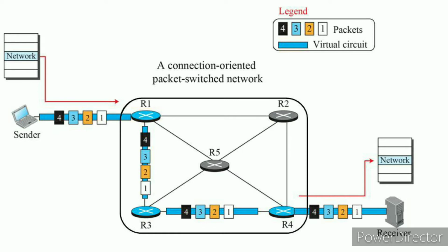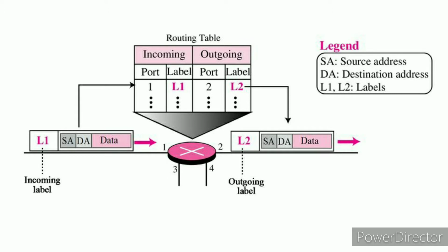Next we'll see the forwarding table. This forwarding table is based on the virtual circuit identifier. In case of datagram approach, it is based on the destination address. Here it is based on the virtual circuit label because it's a virtual circuit network. So what is a virtual circuit label? See in the diagram, this forwarding table.